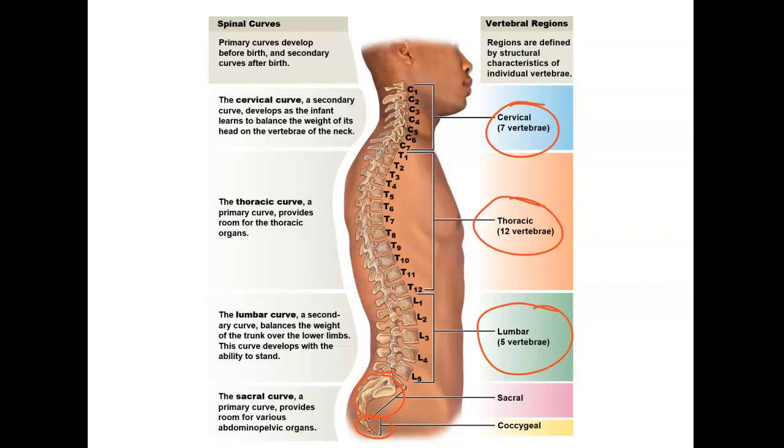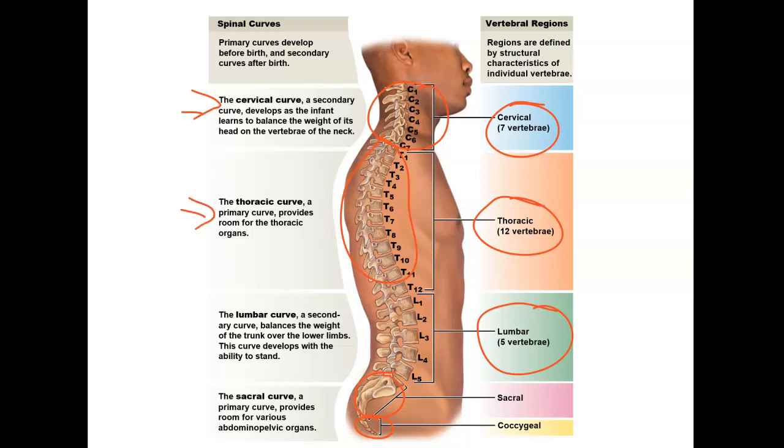Now with your curves in your spine, at first when you're born, your spine's going to be in a C shape. And so as you start to be able to hold your head up, that's going to create a secondary curve. And so that's referred to as your cervical curve here. And so that one's secondary. The curve in the thoracic section is going to be one that you're born with. So that's a primary curve for that thoracic curve.